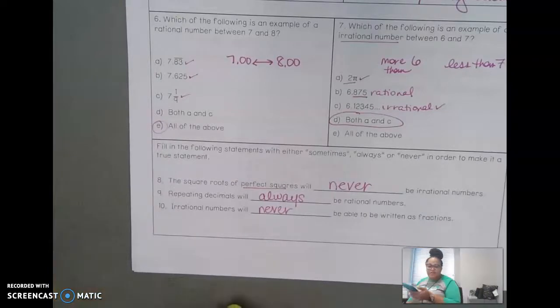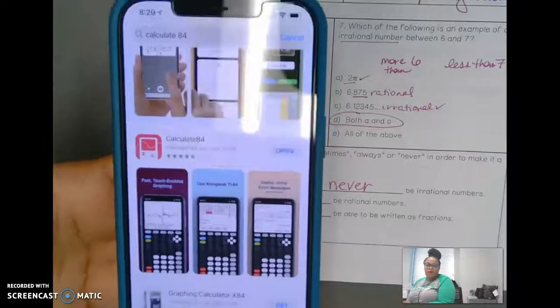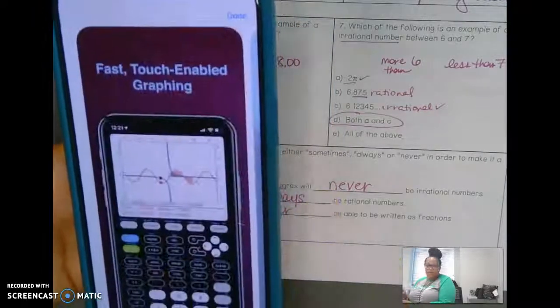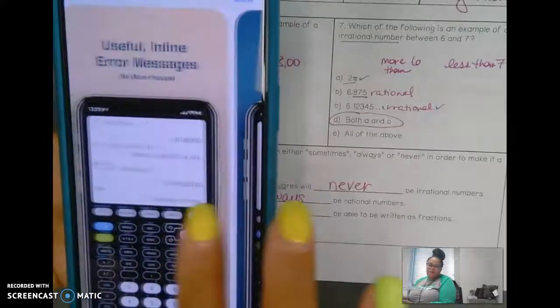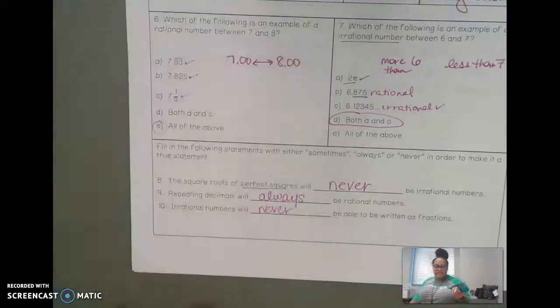Just kidding. I know some of y'all might want to know what app that is. It's called Calculate 84. It basically takes your phone and turns it into a graphing calculator, and you can use this at home. It says use alongside TI-84, which we have the TI Inspire here.